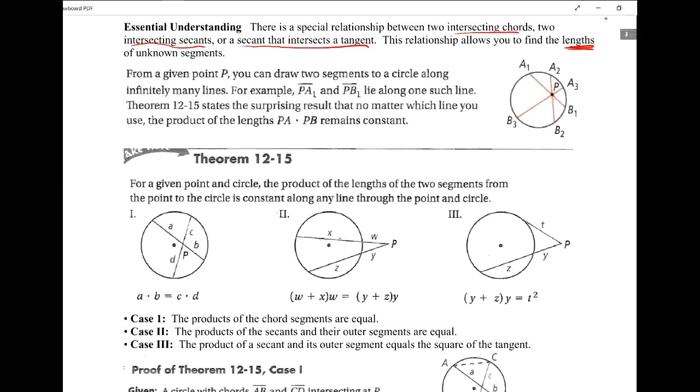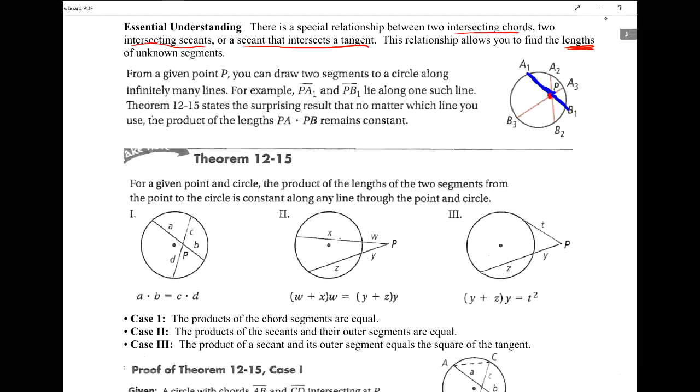We have a point P here, and we can draw two segments to a circle along infinitely many lines, right? I can go from P to A1 or A2 or A3. And then I can go from P to B1 or B2 or B3.